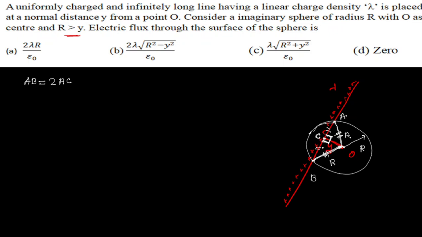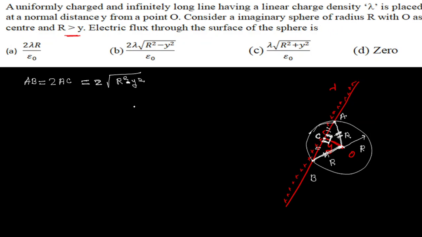So first we have to calculate the length of AB. From the figure, AB equals 2 times AC. How can we write the length of AC? You see, triangle OAC is a right angle triangle, where OA is R and OC is Y, and angle C is 90 degrees. So what will be the length of AC? It will be the square root of R square minus Y square.